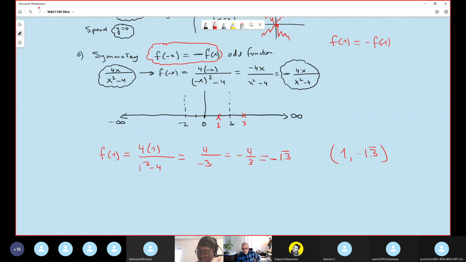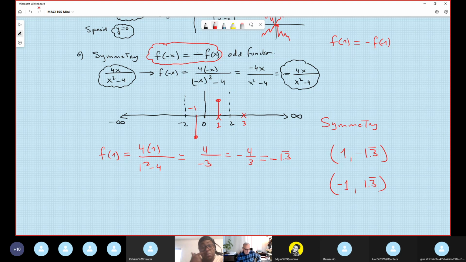Likewise, for the point using the symmetry property, you replace x with negative x: same value but opposite sign, and we get 1.33 positive. The reason is clear, because it's an odd function. So you only take care of the positive part because the negative part is symmetric. Symmetry is with respect to the origin, so this value is 1.33, and at negative 1, this value is exactly the same but in the opposite direction. Super.